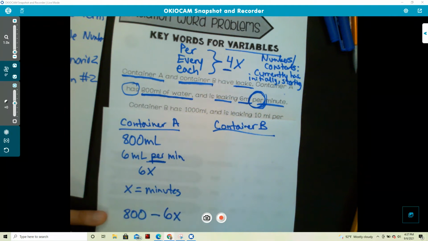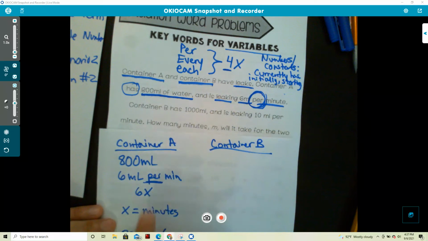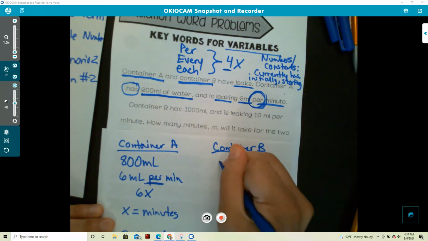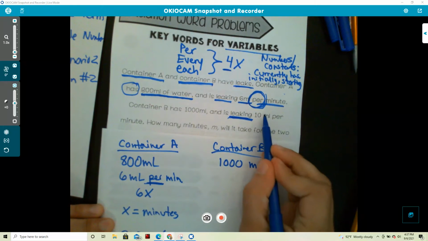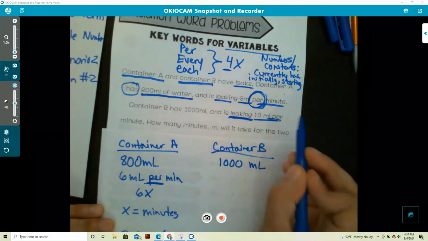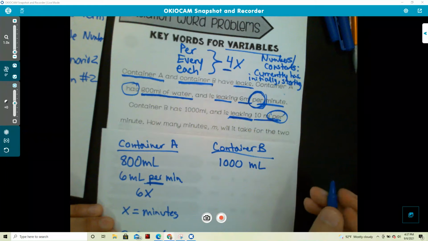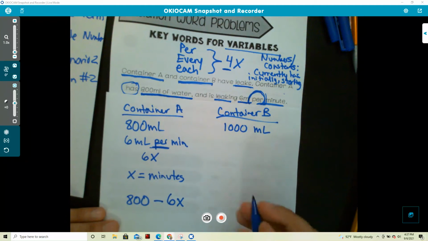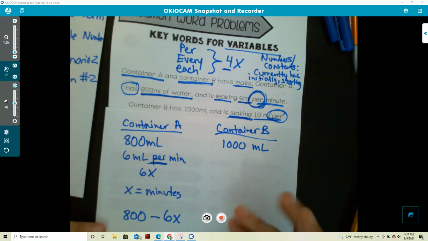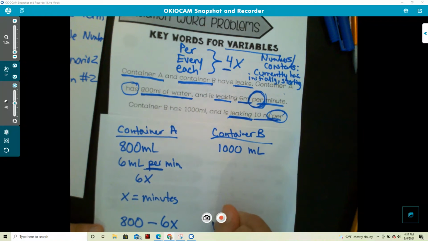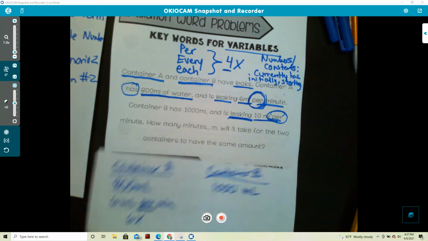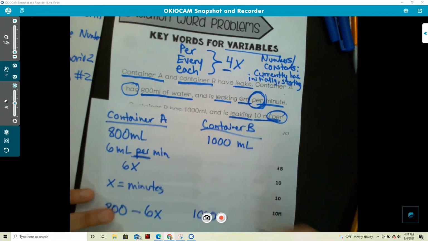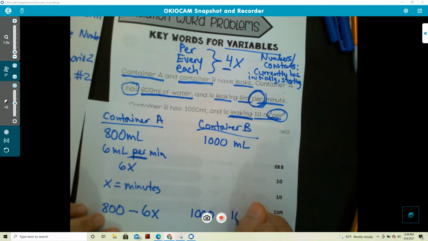All right, so now I have container A. Now I'm going to set up container B. Container B has 1,000 milliliters and is also leaking at 10 milliliters per minute. So here's our per. So I'm going to go ahead and just come down here and set it up. So it has, what was it, 1,000, right? Yeah, so I had 1,000 on container B, and it's leaking at 10 per minute.